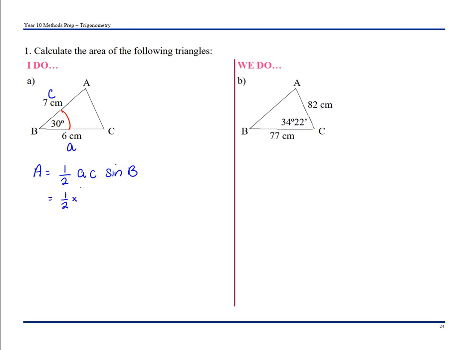So let's substitute what we have. Half times 6 times 7 times sine of 30, and you can then go to your calculator and work that out. And you should get 10.5. It is area, so it's centimeters squared. So I want you to pause the video and have a go at the next one on your own.